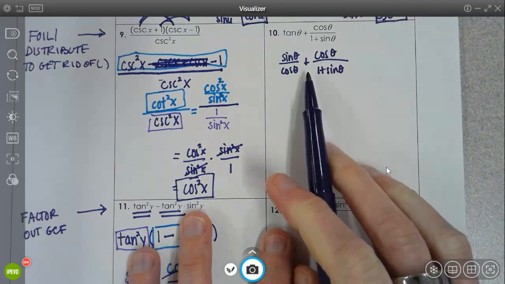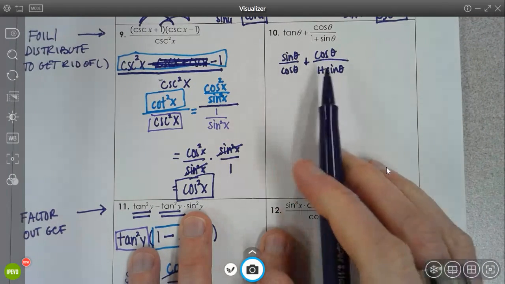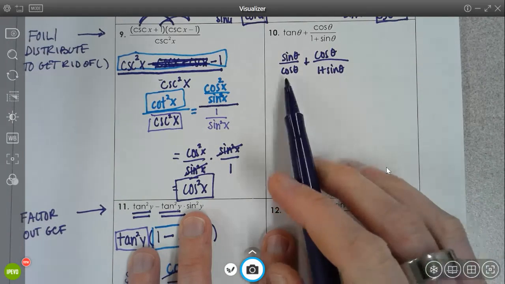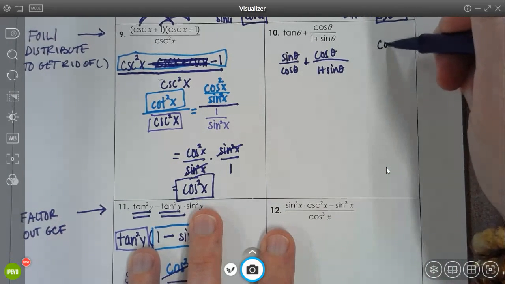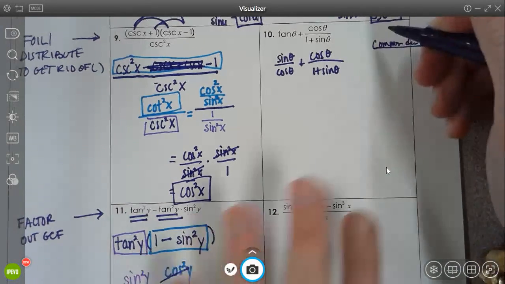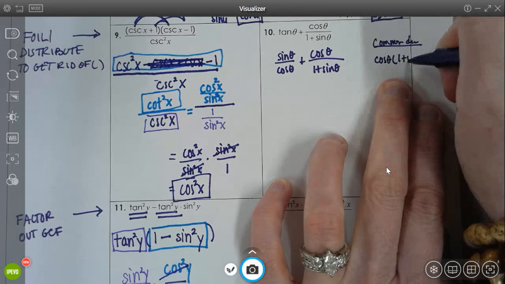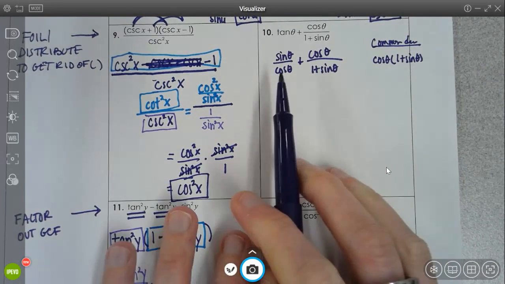Now again, because of the plus sign, we can't do any cross-reducing. So what we need to do now is combine these two fractions together into a single fraction. And again, when we want to combine two fractions into a single fraction, we want to find a common denominator. And our common denominator in this case is just going to be the product of those two pieces. So we're going to take that cosine theta and multiply it by 1 plus sine theta. And that's going to be my common denominator.